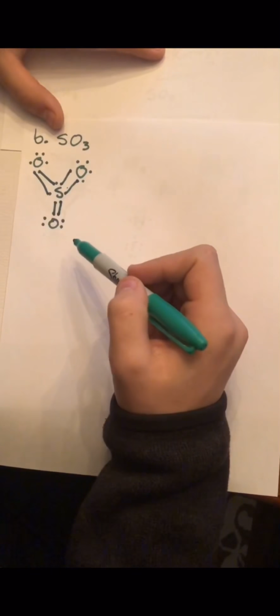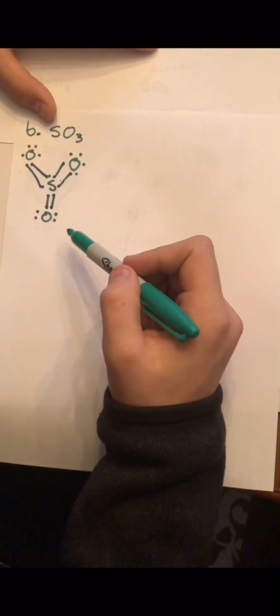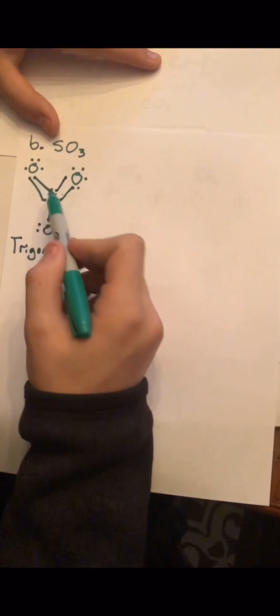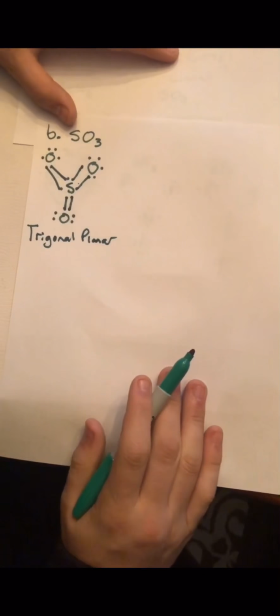By doing so, sulfur will be receiving 12 electrons in all, which of course is okay because it is a p block element. It can be determined that the shape of the compound is trigonal planar because it has 3 bonding sets and 0 unshared pairs.